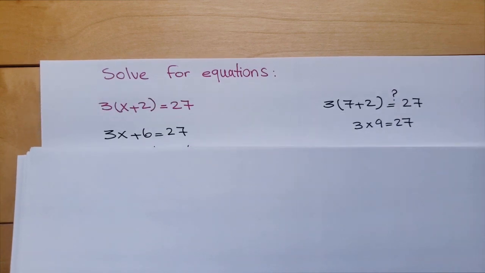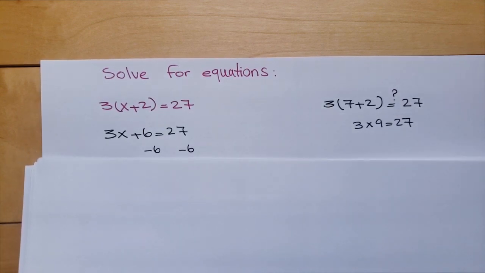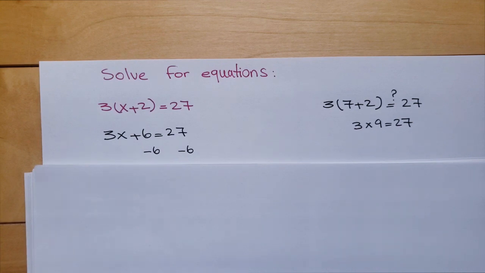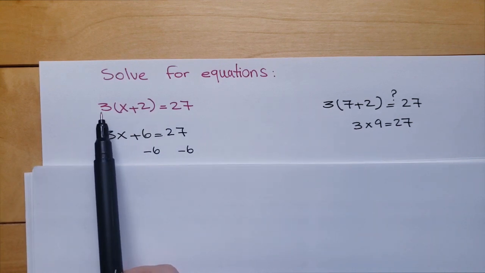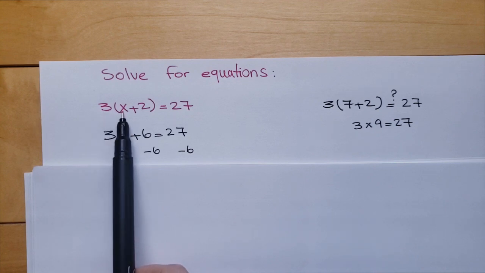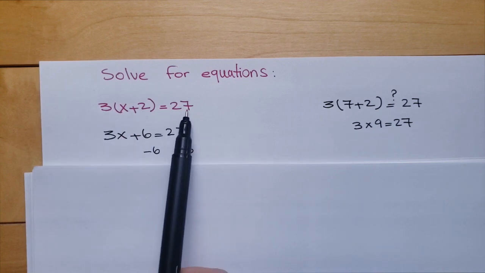So let's start with this equation. 3 multiplied by x plus 2 equals 27. What I can do is simply multiply 3 by this bracket: 3x plus 6 equals 27.